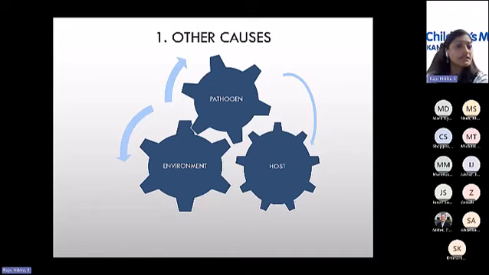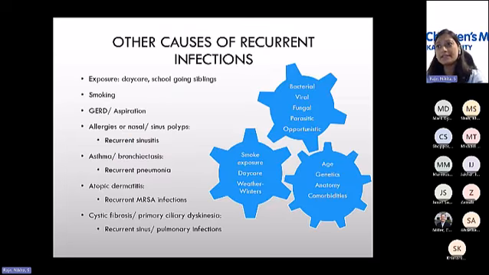Some of these other causes can be related to either the host, the environment, or the pathogen itself. In general, if you think of the host, features like age, extremes of age, some genetic conditions, anatomy, and comorbidities can predispose patients to recurrent infections. Environmental factors include smoke exposure, a patient going to daycare, or just the weather-related viral seasons. And then host factors depend on various types of organisms that we come across.